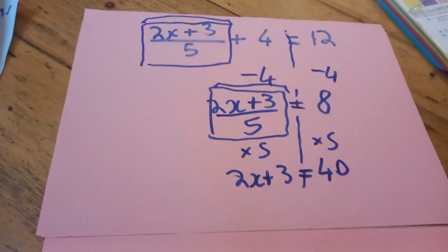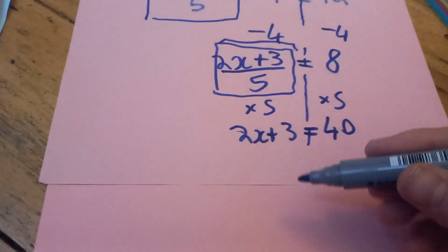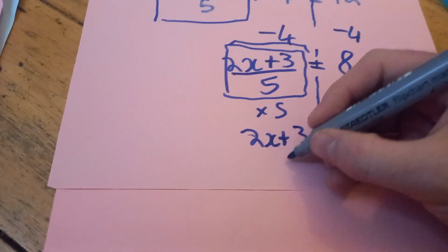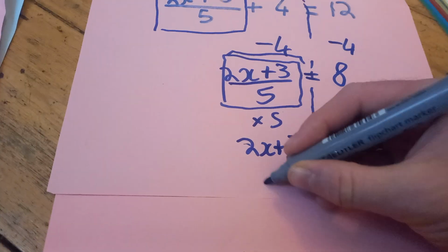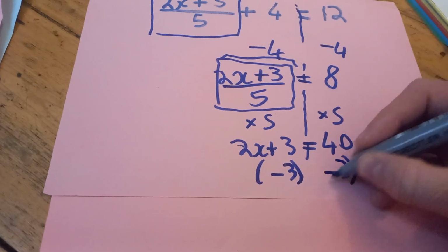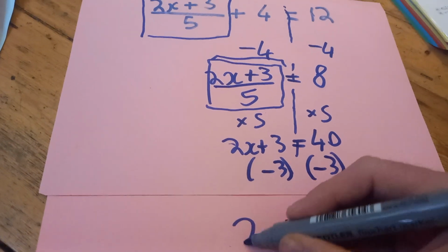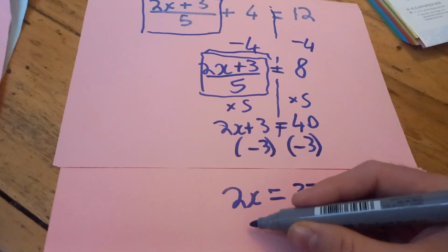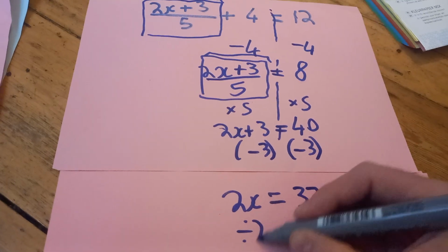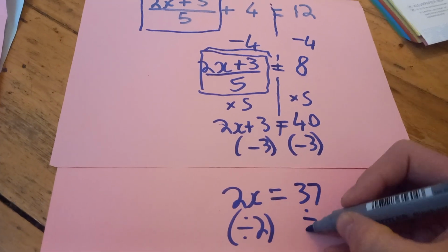Oh, we're getting closer now. Can you see we're running out of paper? That's why we've got 2 pieces. Okay, now, who's furthest away? -3. That gives us 37 is 2x. And then finally, not quite on its own, divide by 2.